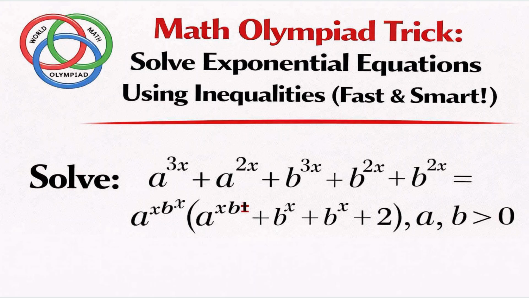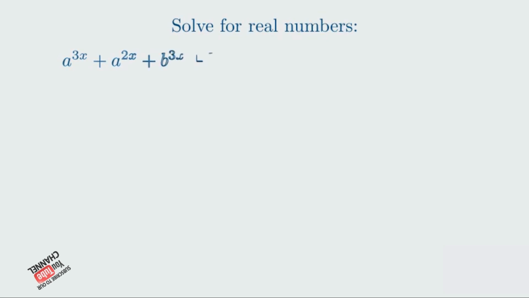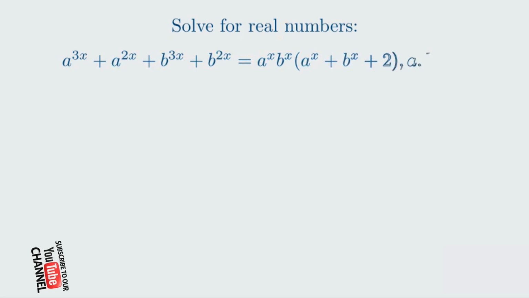Welcome. In this video, our goal is to solve a challenging exponential equation using a clever algebraic technique. By the end of this session, you'll be able to solve complex equations by transforming them into a system of inequalities. The equation we will tackle is a^(3x) + a^(2x) + b^(3x) + b^(2x) = a^x b^x (a^x + b^x + 2). This equation might look daunting, but we'll break it down step by step using the same solution method provided. We'll start by simplifying the problem with a substitution.